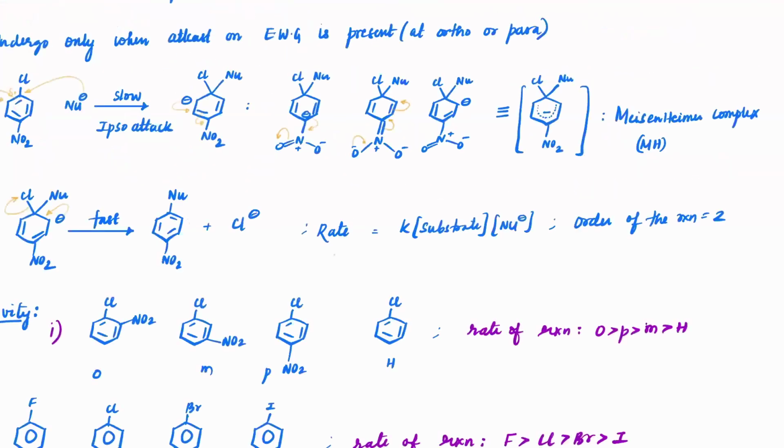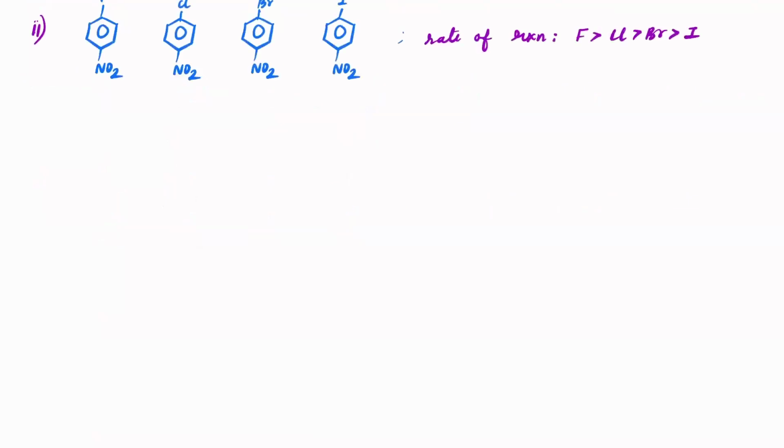Suppose you compare the Meisenheimer complex here. Correct? Let me copy this part. Right, check out. The rate of SNAr is directly proportional to the stability of the MH complex, isn't it? It is about MH complex stability.